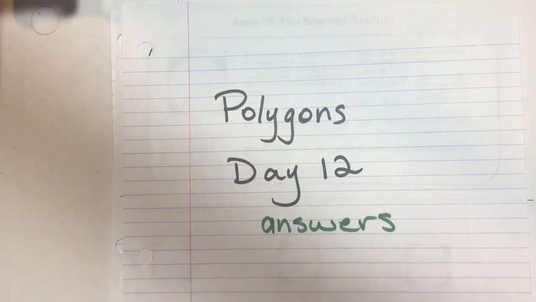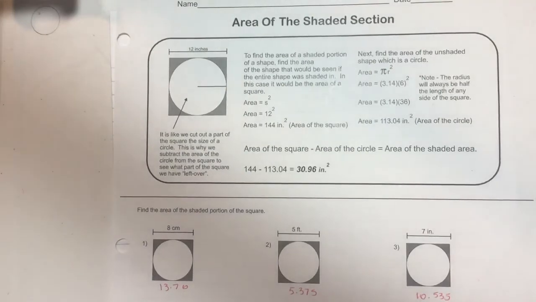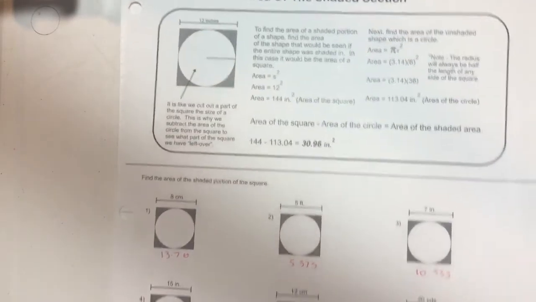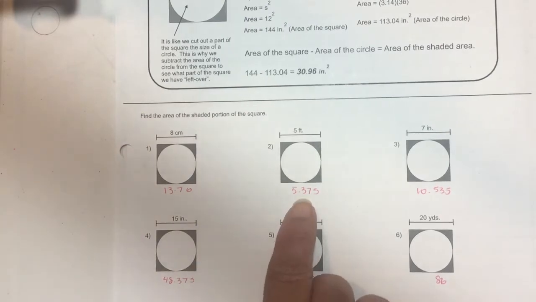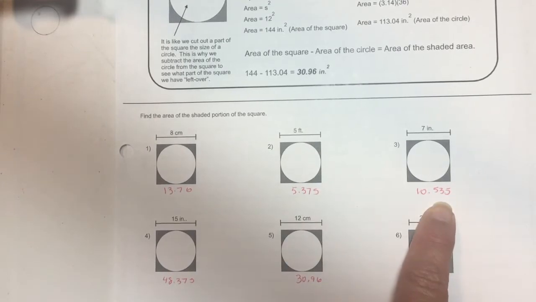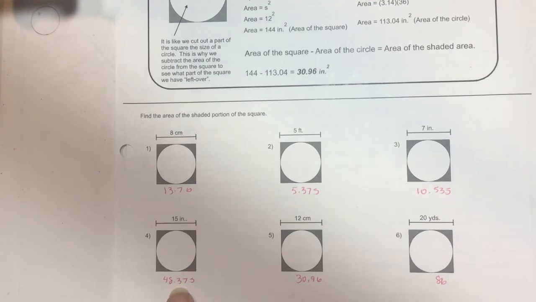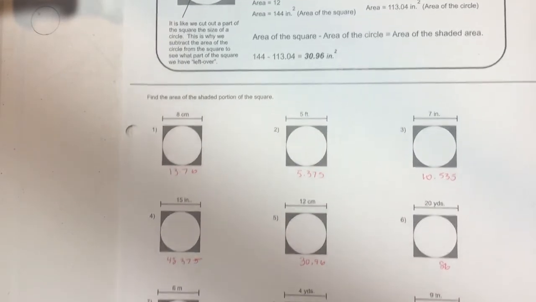Okay, so let's check the answers for that worksheet where you were doing the shaded areas. Number 1, 13.76. Number 2, 5.375. Problem 3, 10.535. Problem 4, 48.375.